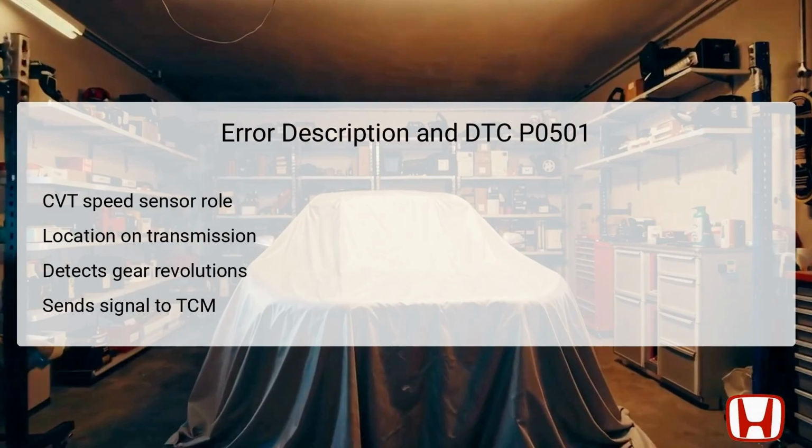If the sensor fails or if there are issues with the signal, it can lead to erroneous readings, prompting the TCM to trigger the DTC P0501. Effective communication between the CVT speed sensor and TCM is crucial for optimal vehicle performance, and any disruption can prevent the system from functioning correctly, encouraging immediate diagnosis and repair.